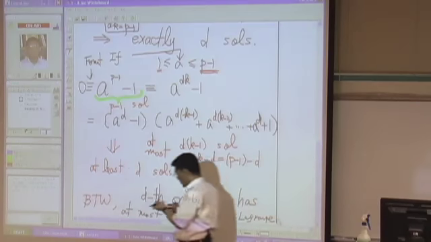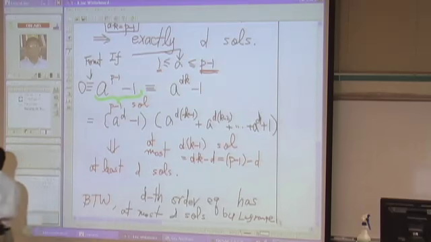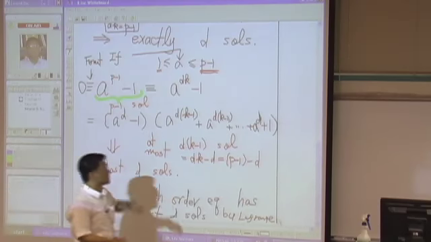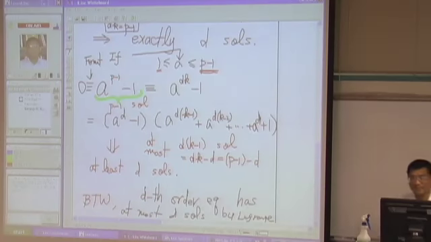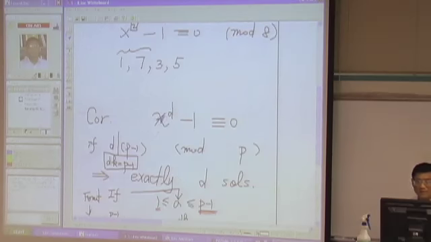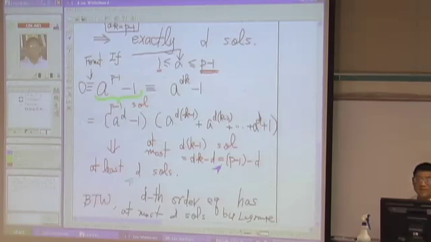So this is the end of the proof, and I'll continue unless you stop me. Assume that d divides p minus 1. Then x to the power of d minus 1 has exactly d zeros, right? As you can see, x to the power of d minus 1 has exactly these zeros when d divides p minus 1. Why? By Lagrange, this portion has at most these many solutions, and by Fermat it has p minus 1 solutions, so something is squeezed in between.